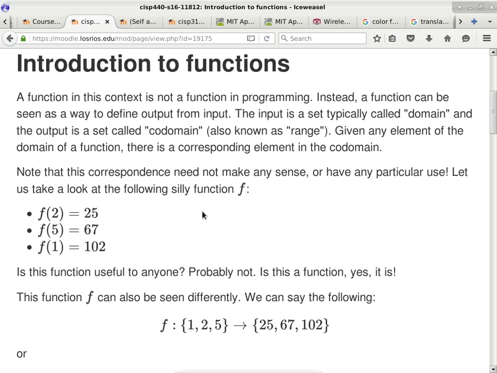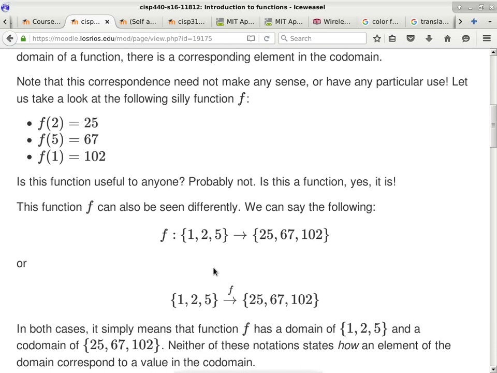A function is a map, basically. So a function is really a map. And for no particular reason, I'm just skipping to this example here. For no particular reason, I define function f as follows. f of 2 is 25, f of 5 is 67, and f of 1 is 102. And those are the only three values you can feed to the function f and get a result. Does this function do anything really useful? Not to my knowledge. Is it a function? Yes, it is a function. But using this as an example, I can tell you one way to write function f.